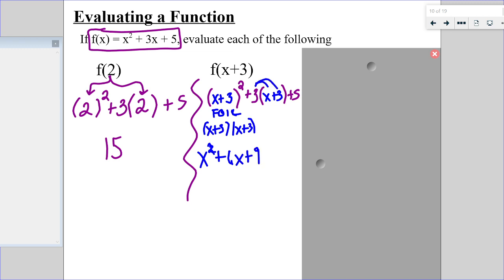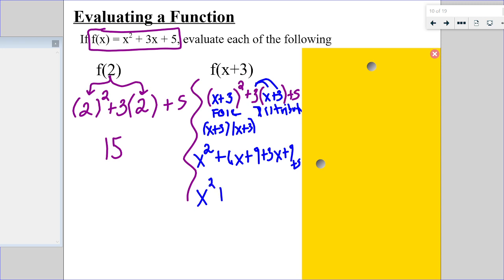And then what's that math word for this? What am I doing right there? Distributing. Thank you. Distribute. And then our little plus 5 on the end there. And then we combine like terms. All right, then combining our like terms, we'd have an x squared. We'd have 6x plus 3x, so 9x. 9 plus 5.